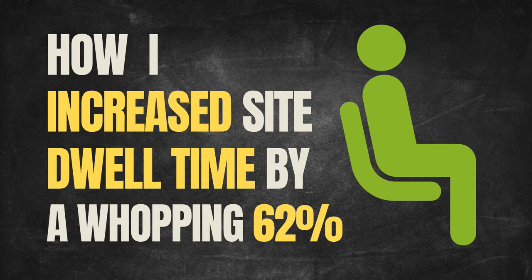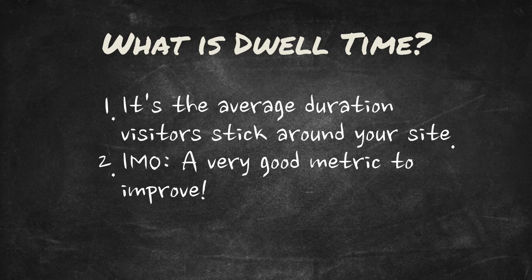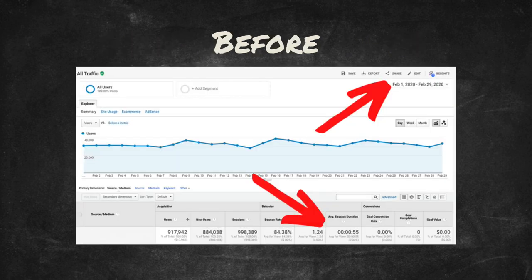I'm going to step you through one simple feature I added to almost all of my niche sites that increased dwell time by at least 62%. In some cases, the results were far, far better. So what is dwell time? Well, it's the average duration visitors stick around your site, and in my opinion, it's a very, very good metric to improve.